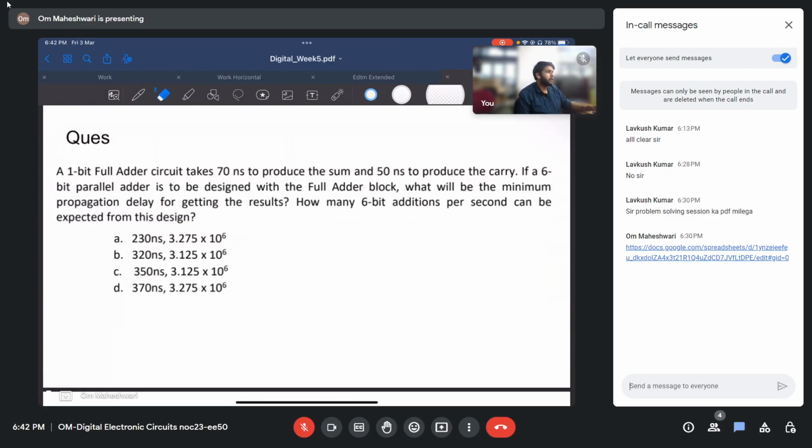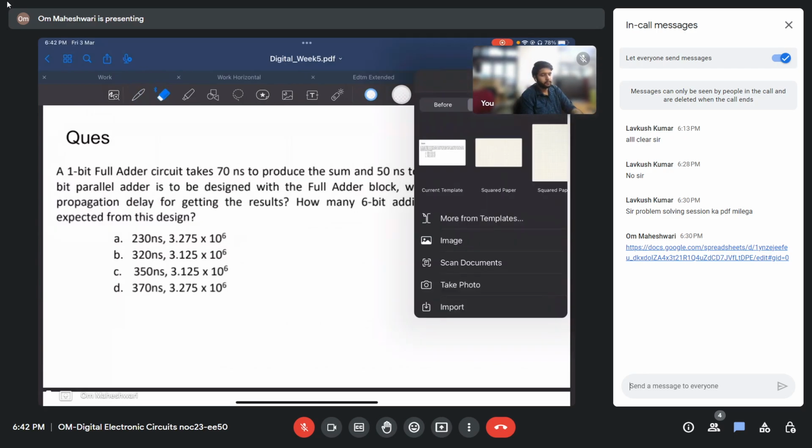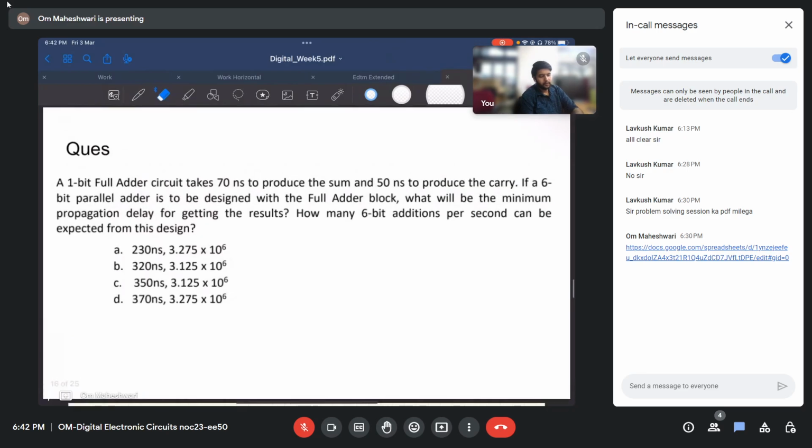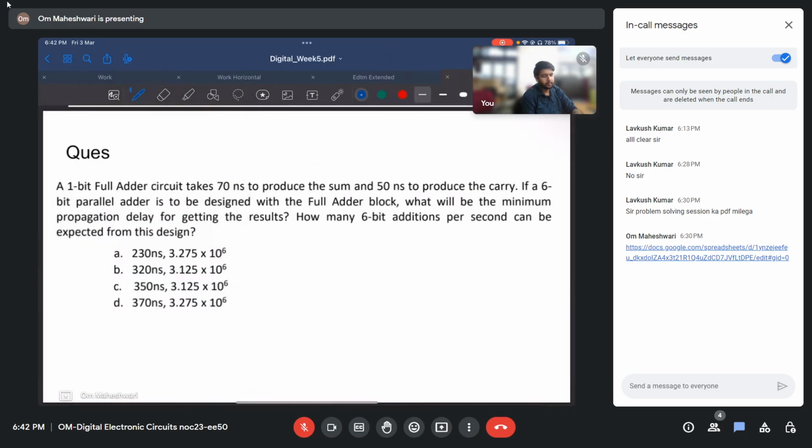So the question is, a 1-bit full adder circuit takes 70 nanoseconds to produce the sum and 50 nanoseconds to produce the carry. If a 6-bit parallel adder is to be designed with full adder blocks, what will be the minimum total delay in getting the result? So we see that delay of sum is more than delay of carry, right? So how does a full adder work?